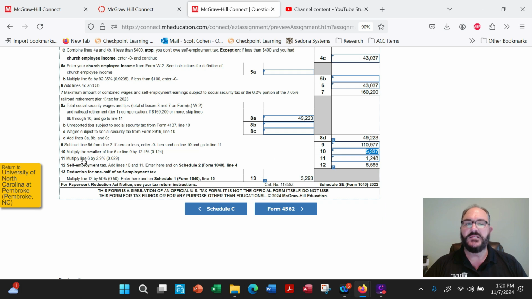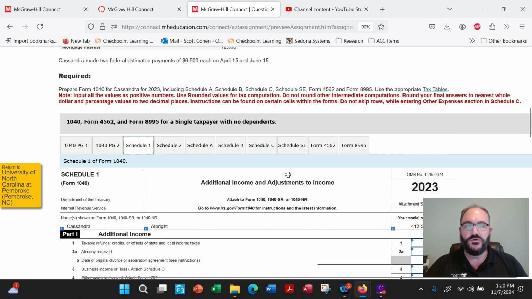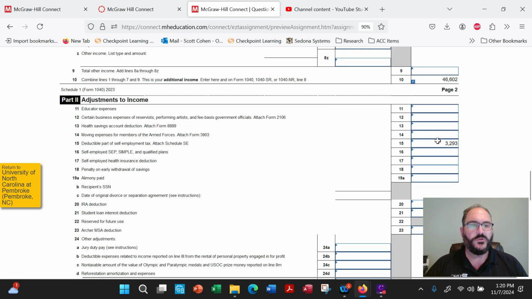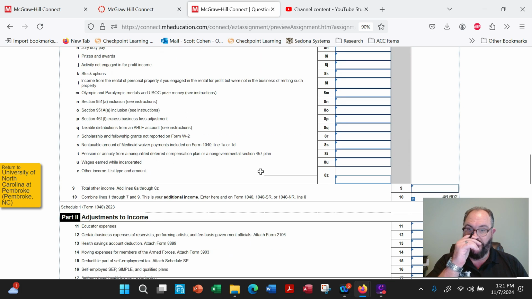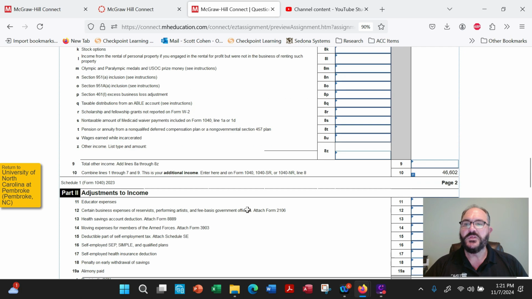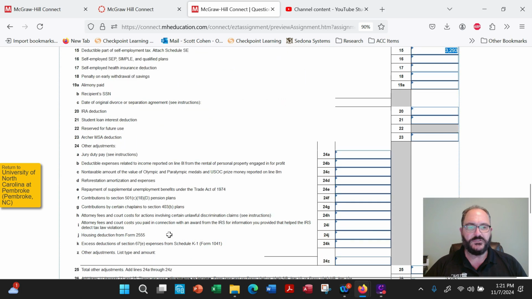Then it says take line 6 and multiply that by 2.9%. There's the Medicare part, okay? And then right here, there's the total self-employment tax, right? And deduction for the self-employment tax that goes on Schedule 1, 1040, line 15 goes right here, okay? All right, so let's go back to Schedule 1, boom, and there is your Schedule 1. There's the item right there, okay? Adjustments to income, okay? So all of these are deductions, by the way. The top part here, these are additional income. The bottom part here, these are deductions, okay?